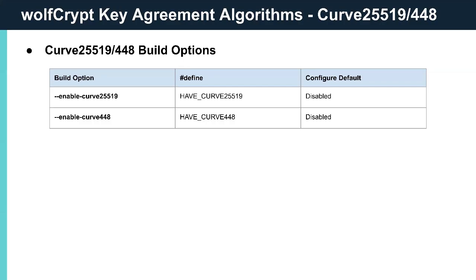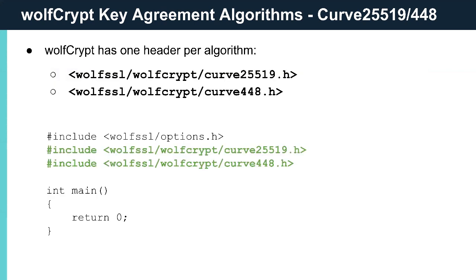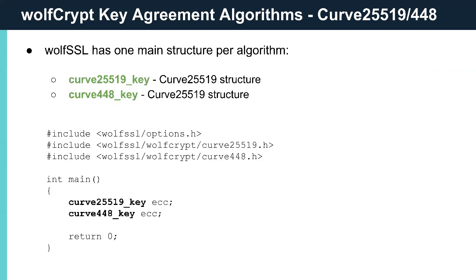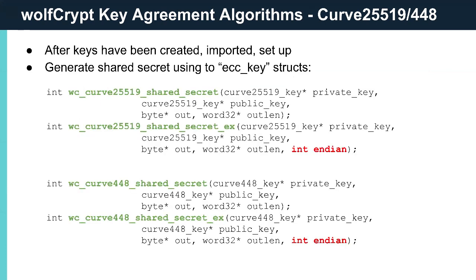And then lastly, for the curve algorithms, 25519 and 448, we have two enable options for you, as well as the corresponding defines. Both are disabled by default. One header per algorithm, one structure per algorithm representing its name. Then you have a similar shared secret API that takes in two Curve25519 key structures or Curve448 key structures. You have an extended function, which you can use to specify the endianness if needed.